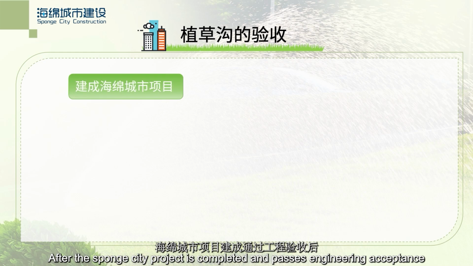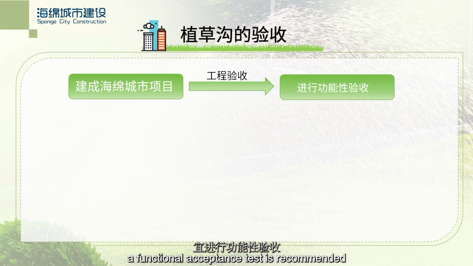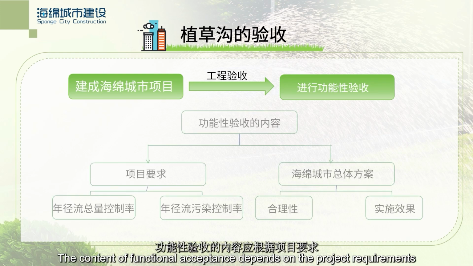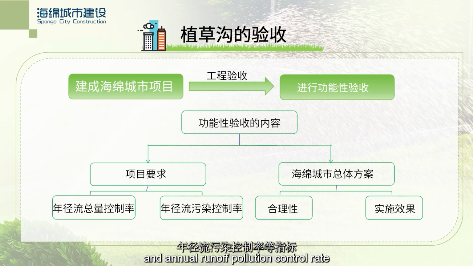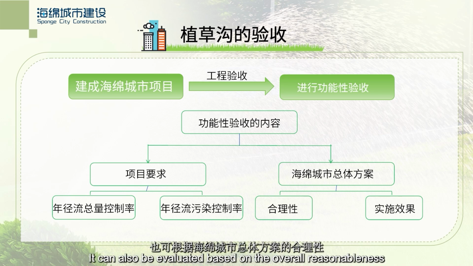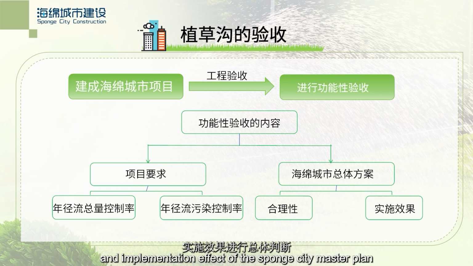After the sponge city project is completed and passes engineering acceptance, a functional acceptance test is recommended. The content of functional acceptance depends on the project requirements and may include indicators such as annual runoff volume control rate and annual runoff pollution control rate. It can also be evaluated based on the overall reasonableness and implementation effect of the sponge city master plan.